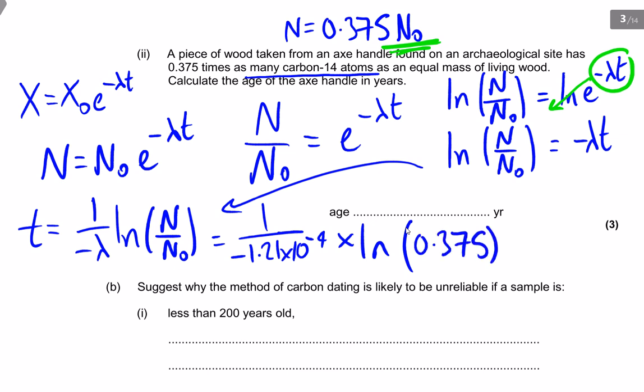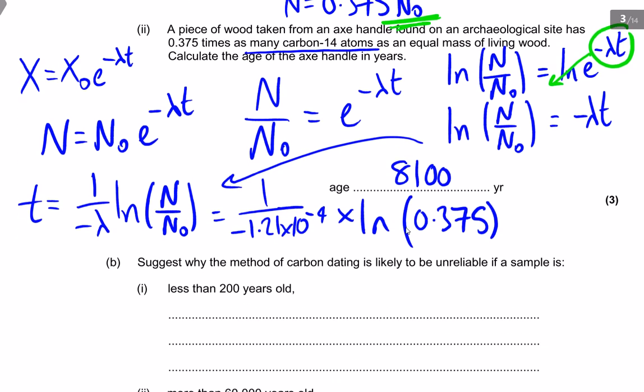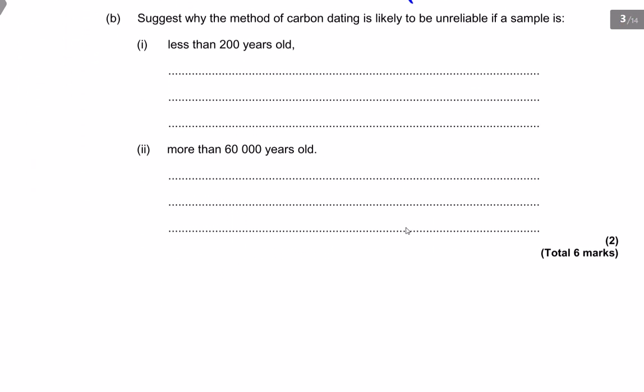And that comes out giving a time of around 8,100 to 8,200. Let me just double check that. 1.21 times 10 to the minus 4 times log. Yeah, 8,100. 8,100 years. So it's a 3-mark question there. Again, they haven't given you a lot of room, but that's quite a nice 3-mark question.